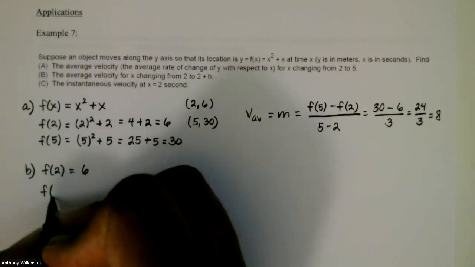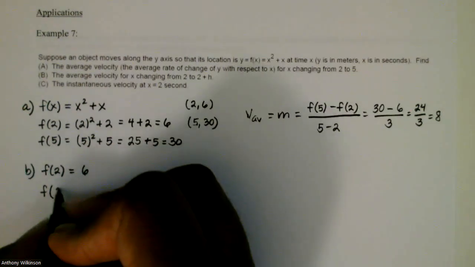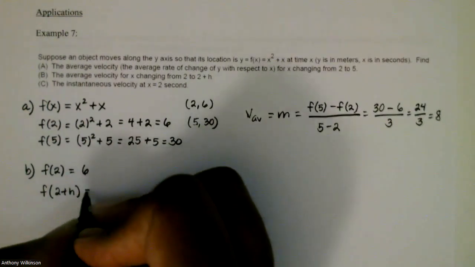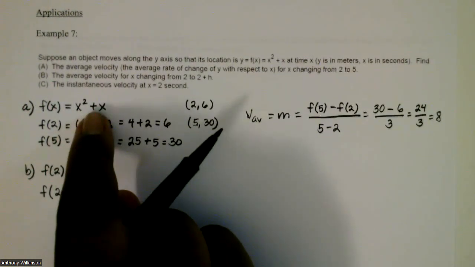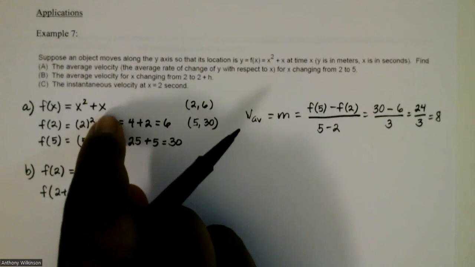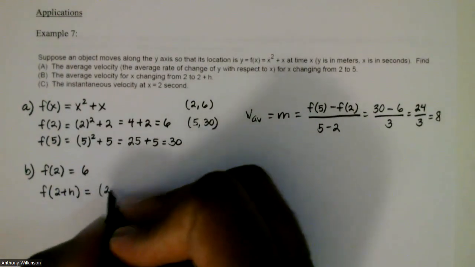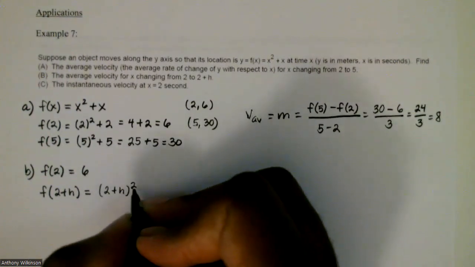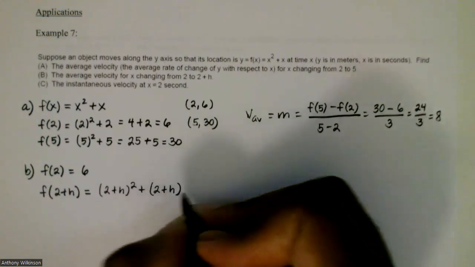And now for f of 2 plus h. Our f of x function was x squared plus x. We just substitute each x with 2 plus h. So this will be 2 plus h quantity squared, plus the x will be 2 plus h.